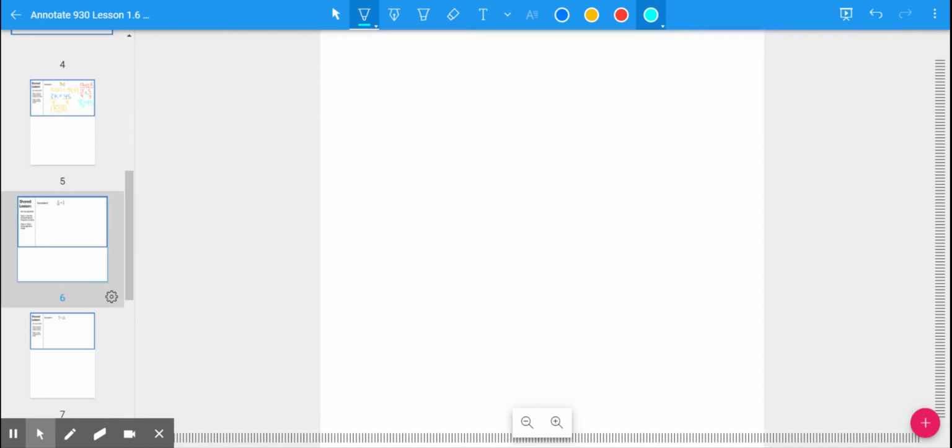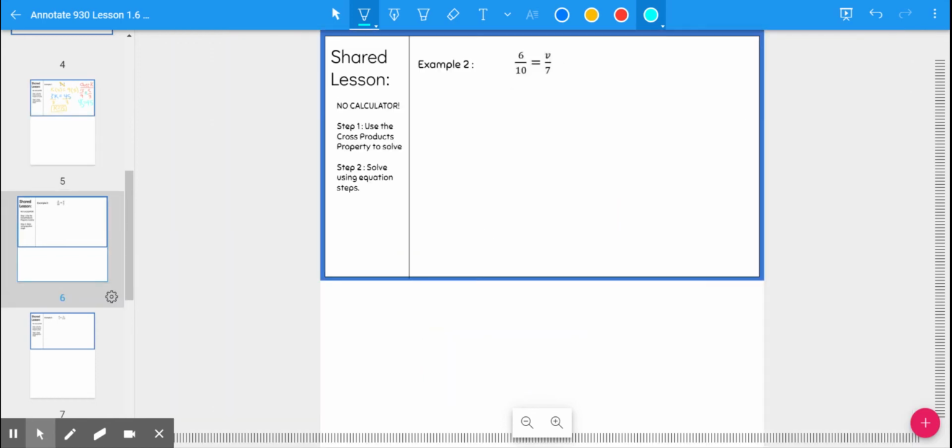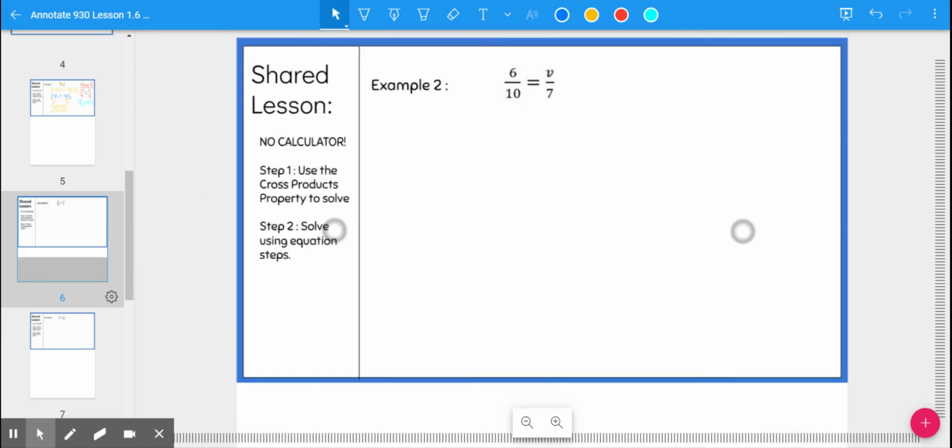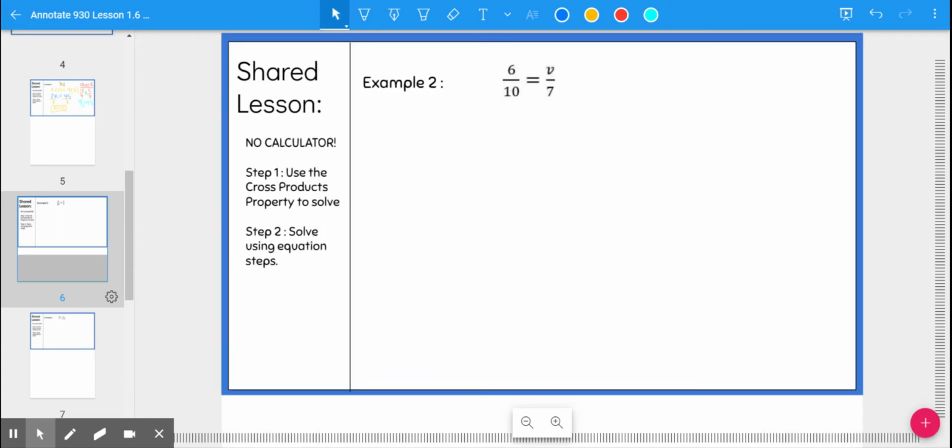Now, we're going to move on to slide number 6 here. This is a very similar problem to the one we just did. So if you want to try this problem on your own, you can pause the video here and then hit play when you have finished it to check to see if you got the right answer. If you want to see another example, we can go through this one together. So we are going to be looking at the same steps. We have 6 tenths is equal to v over 7.